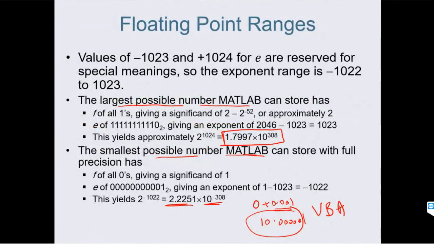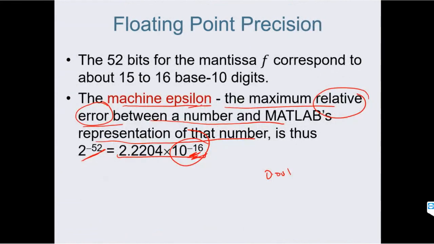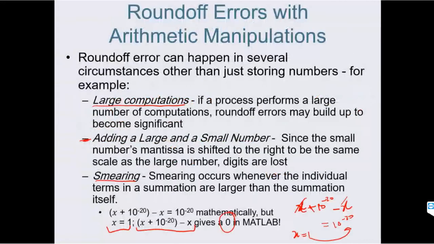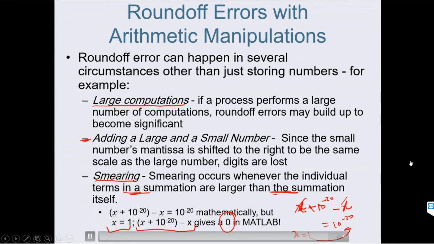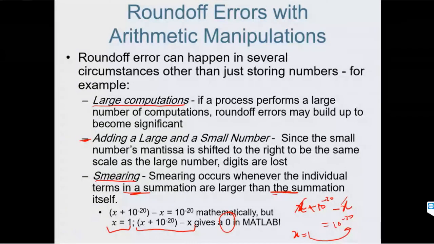Can MATLAB not define 10 to the power minus 20? Of course it can define it. It has a limit of up to 10 to the minus 308, so it can define that. It is within the range. But this is the process called smearing, when an individual term in a summation is much larger than the result of the summation, then you end up with this problem, and MATLAB gives you a 0 instead of giving 10 to the power minus 20. Although you have in mind that MATLAB can define this number, so you should be expecting to get 10 to the minus 20, but MATLAB gives you a 0.